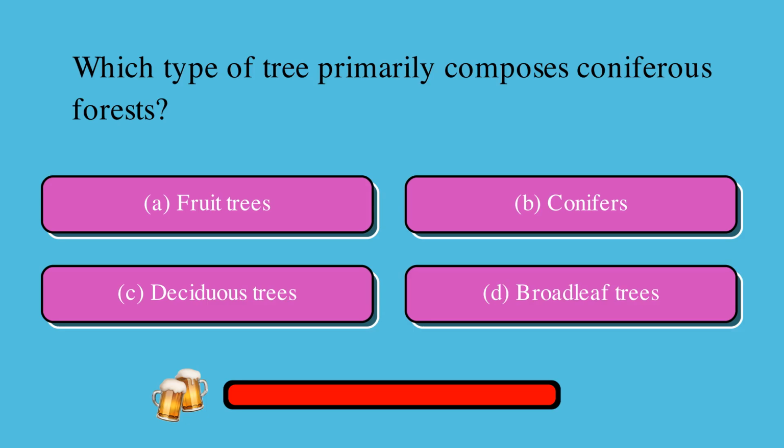Which type of tree primarily composes coniferous forests? Is it A, fruit trees, B, conifers, C, deciduous trees, or D, broadleaf trees? The correct answer is B, conifers.